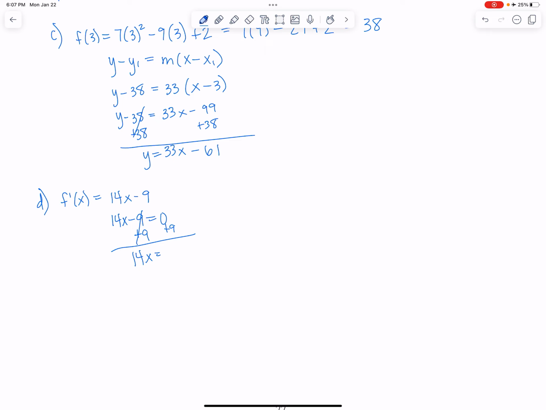14x equals 9. And so x equals 9 over 14, which is approximately 0.64.